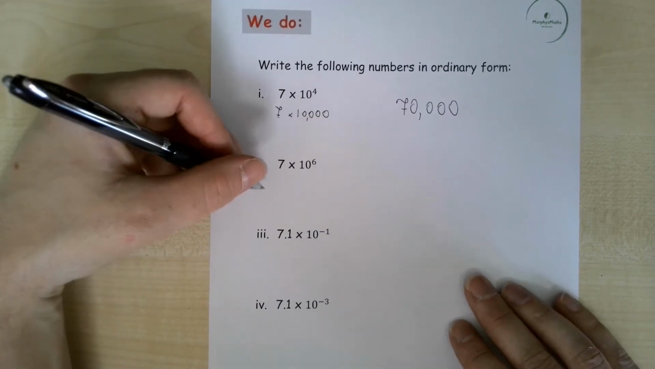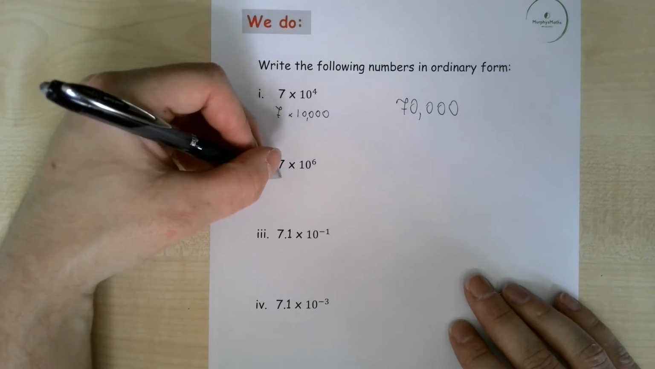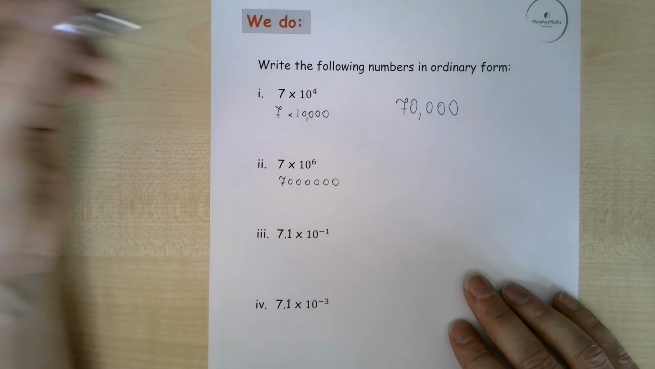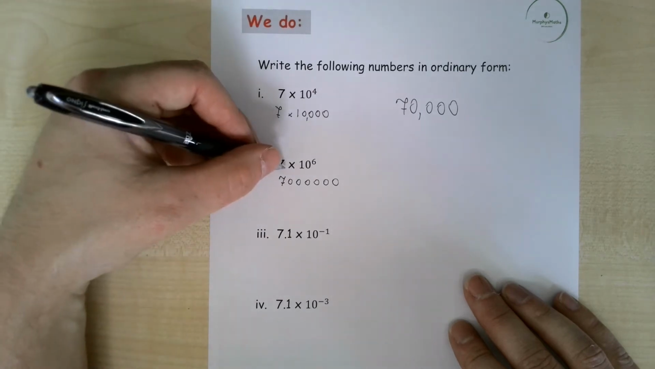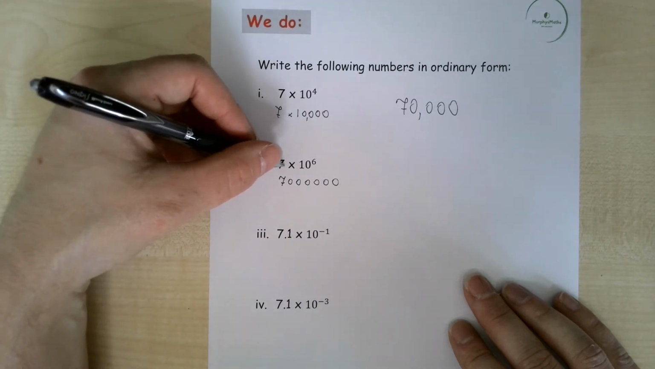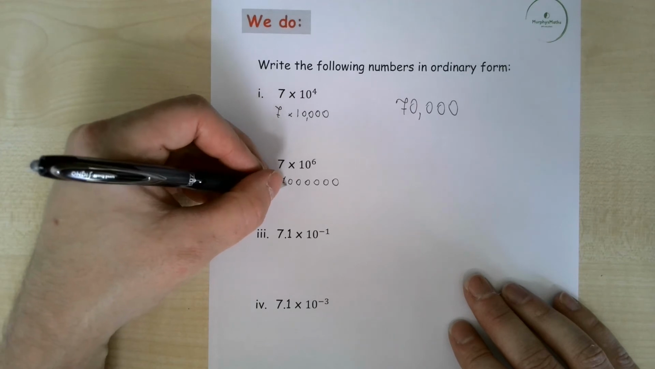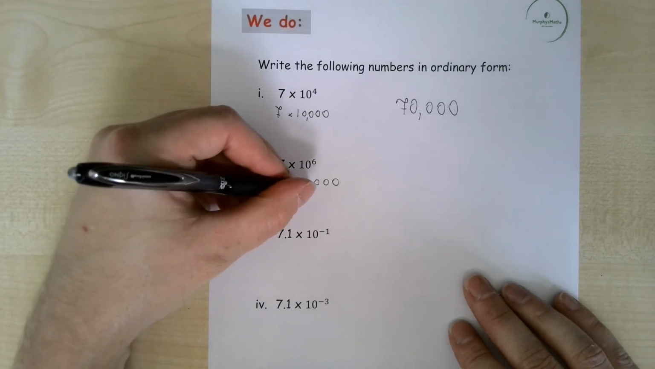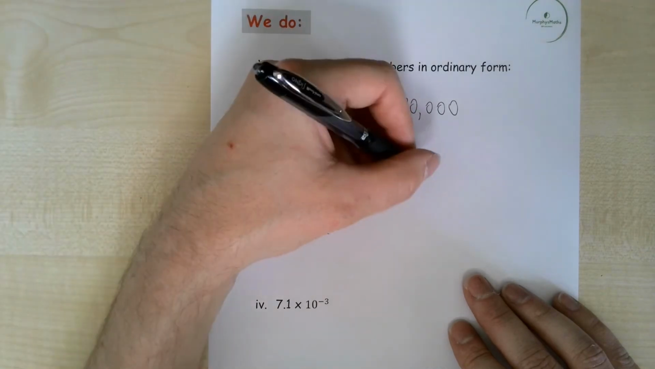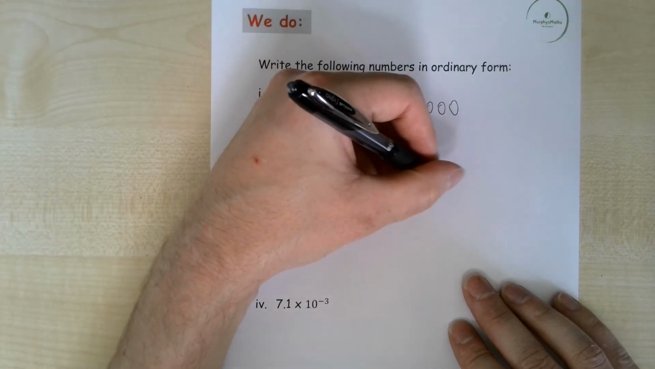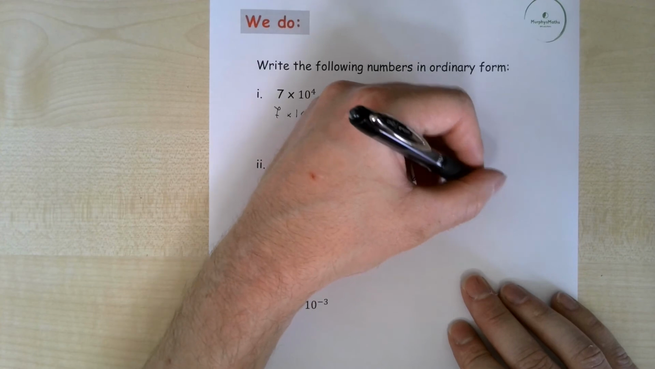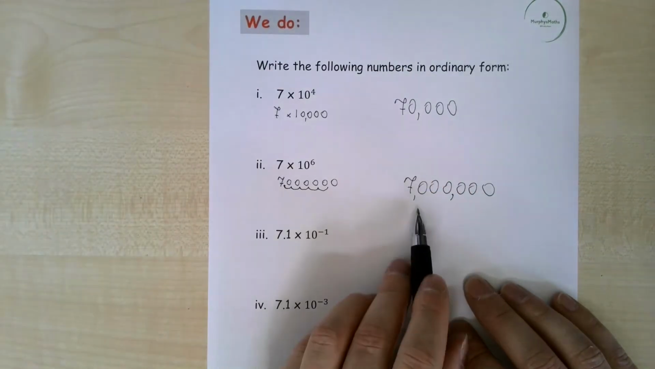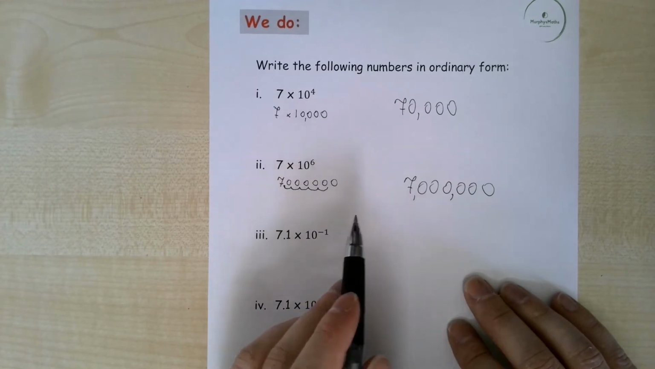On the next one, I could write this as 7 with a bunch of zeros after it, like so. At the moment there isn't a decimal point, so it's here after the 7. You'd have to move it 6 times. So we end up with 7 million.